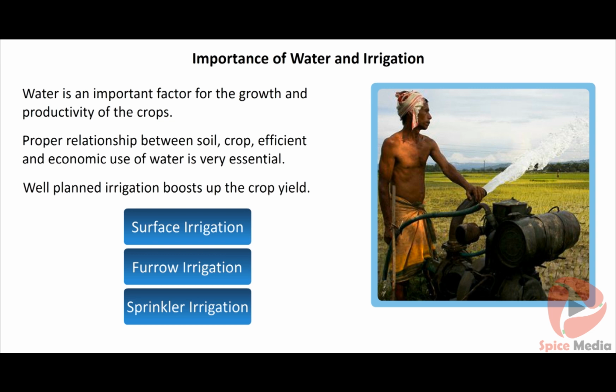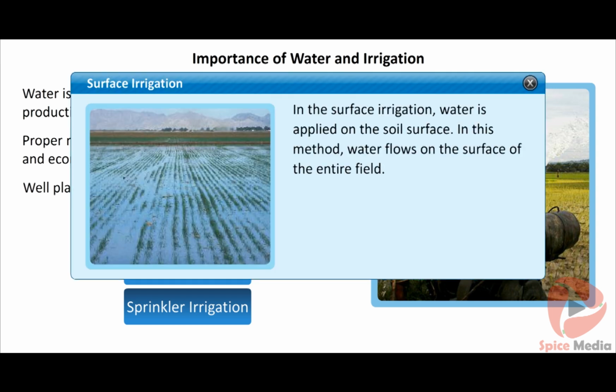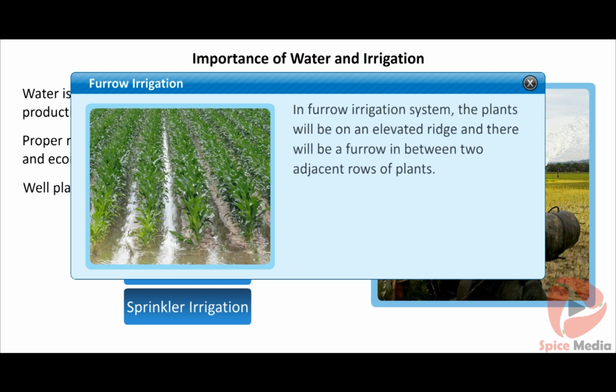Let us discuss them one by one. Click on the boxes to know more. In the surface irrigation, water is applied on the soil surface. In this method, water flows on the surface of the entire field. In furrow irrigation system, the plants will be on an elevated ridge and there will be a furrow in between two adjacent rows of plants.